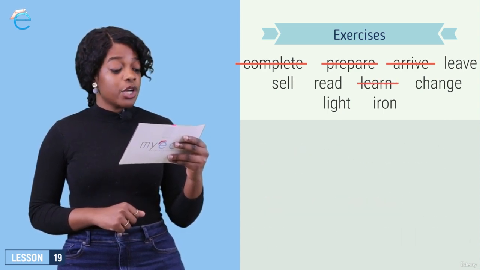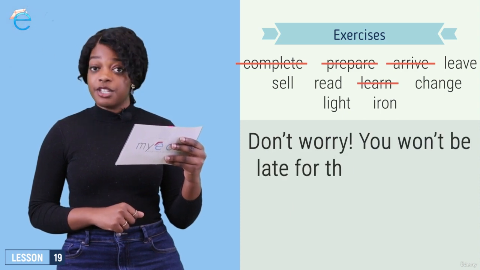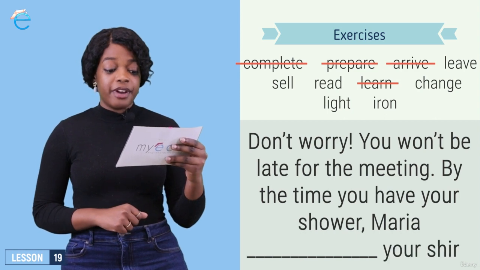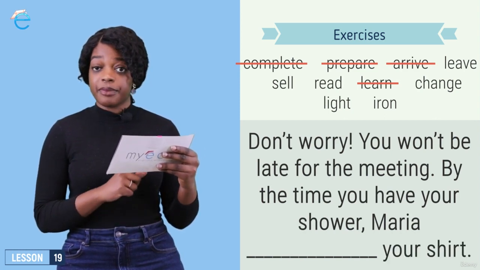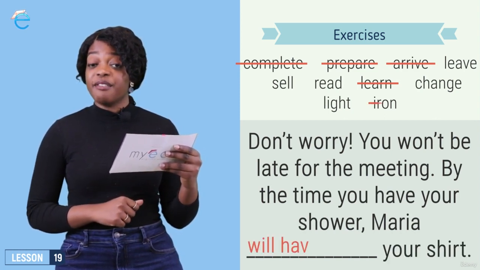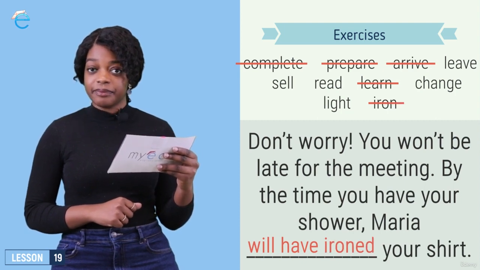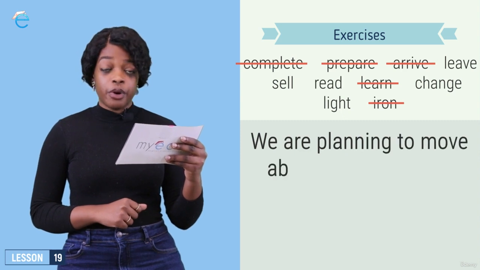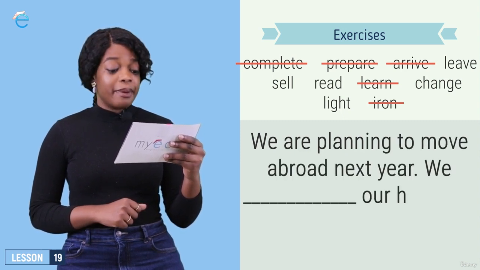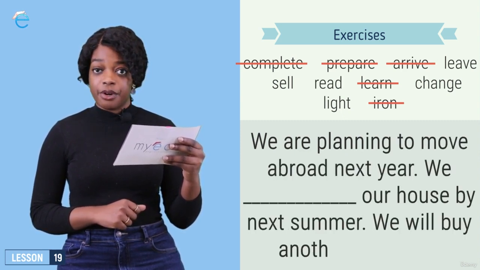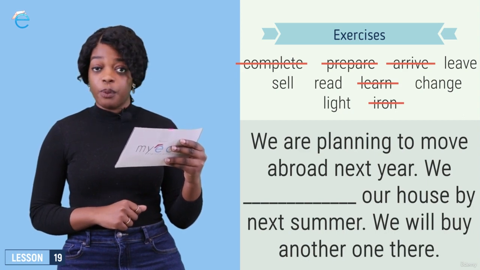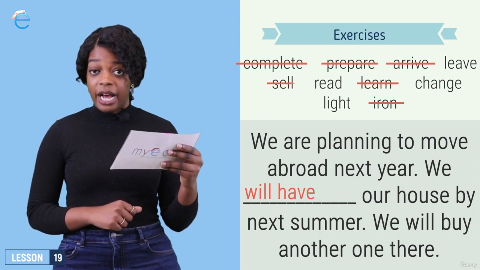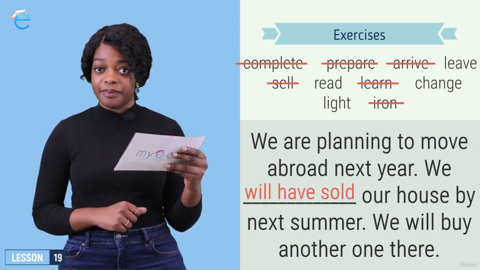Number 5. Don't worry, you won't be late for the meeting. By the time you have your shower, Maria blank your shirt. Maria will have ironed your shirt. Number 6. We are planning to move abroad next year. We blank our house by next summer. We will buy another one there. We will have sold our house by next summer.